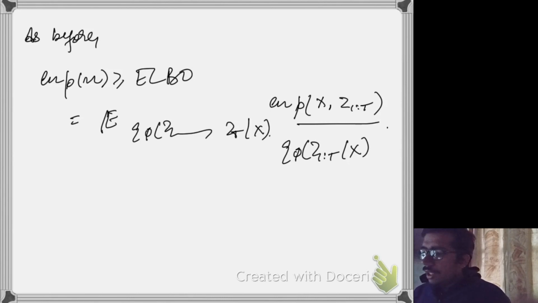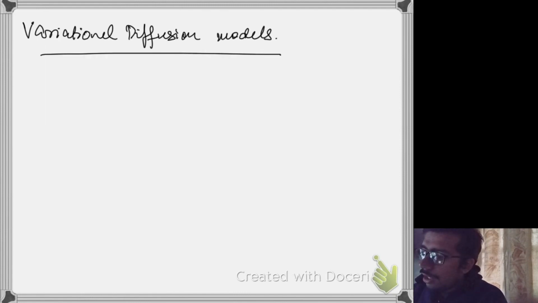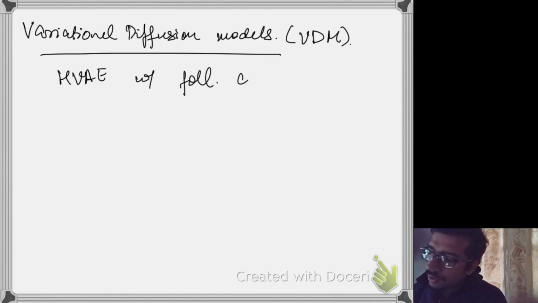Right. So this is essentially how the hierarchical variational autoencoder is defined. Now when we move on to diffusion models, the variational diffusion models, a variational diffusion model or VDM is a hierarchical variational autoencoder with the following constraints. So what are these constraints?